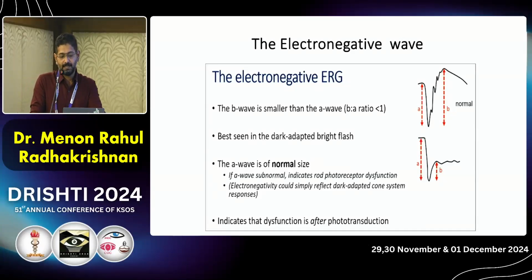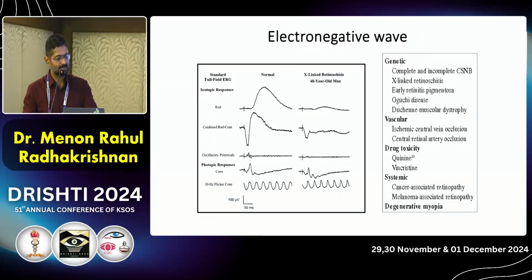This is the electronegative wave. So basically when we look at the normal B wave, we have the A wave first, and then we have a tall B wave usually. Now in certain cases, you will see that the A wave is normal and the B wave is not that big. So that is the electronegative wave. But at the same time, if the A wave is also affected, that means that the rods are also affected. Okay, so this is an electronegative wave.